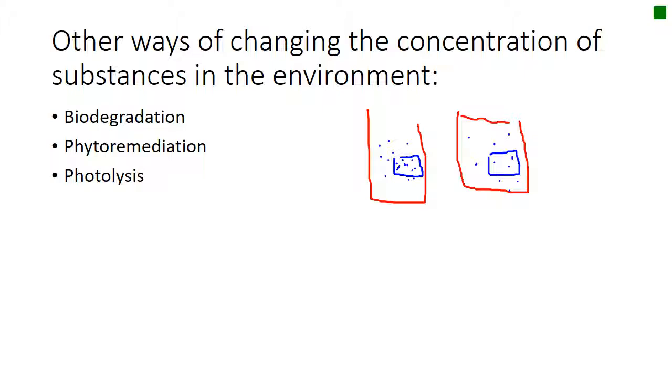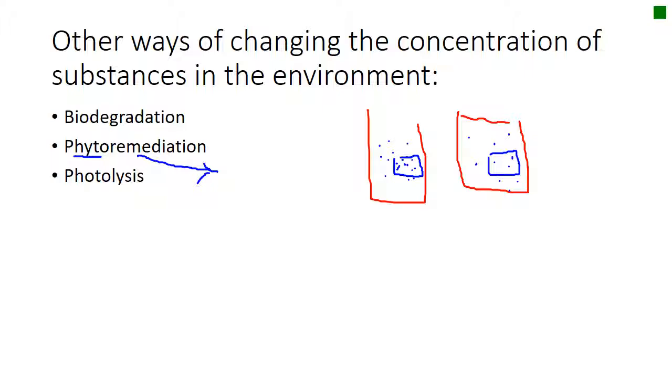Okay. Another way is biodegradation. So this is just bacteria breaking things down. Phytoremediation. Phyto means plants. So you can grow plants in an area where there is increased concentration of a deadly substance, and the plants, as they grow, absorb this toxic substance, and then afterwards we can just get rid of the plants. That's phytoremediation.